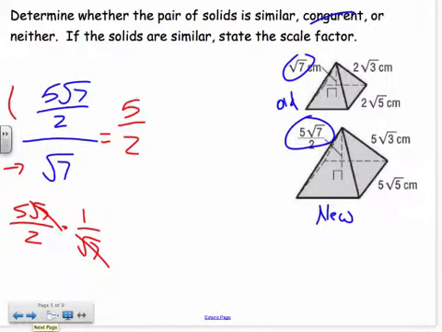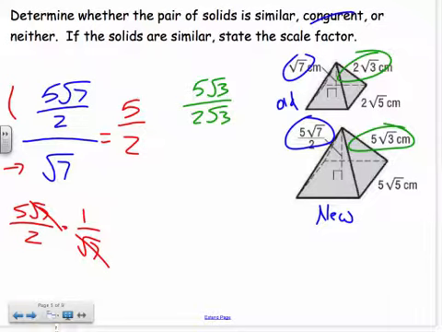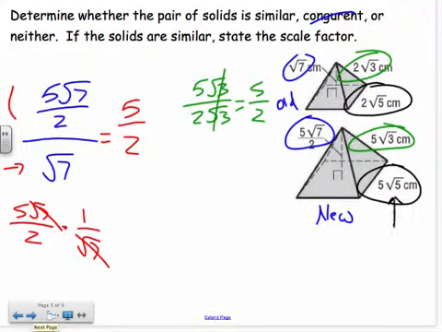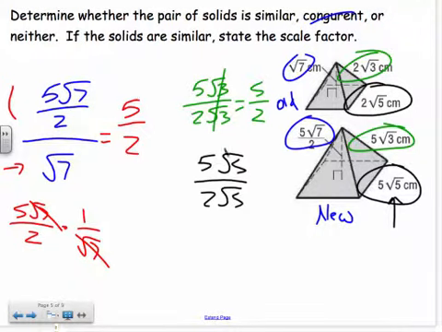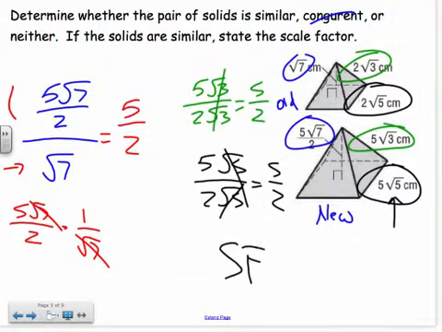Well, that has to equal all the other ratios. So let's deal with the slants here. And remember, I start with the new image first. So 5 root 3 divided by 2 root 3. Well, the root 3's cancel, 5 over 2, so that checks out. And lastly, new image first, right? 5 root 5 over 2 root 5. The square root of 5's cancel. I'm left with 5 over 2. So there we go. They all check out, and my scale factor is 5 over 2.